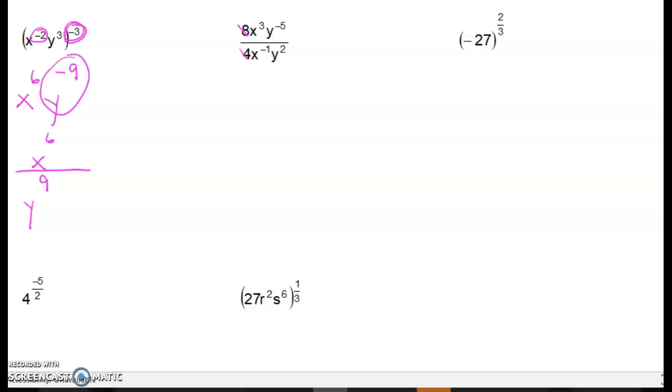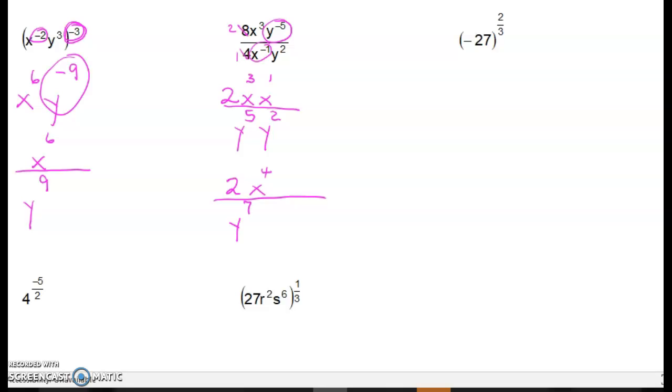4 and 8 will reduce. 4 goes into 4 once and into 8 twice. So I have a 2 in my numerator. Now, this x to the negative 1 is going to come up. So I have x to the third and an x to the first. Now x to the first is happy. y to the negative 5, it doesn't like it in the top. Bring it down. y to the fifth times y to the second. So all in all, I'm going to have 2x to the fourth over y to the seventh.